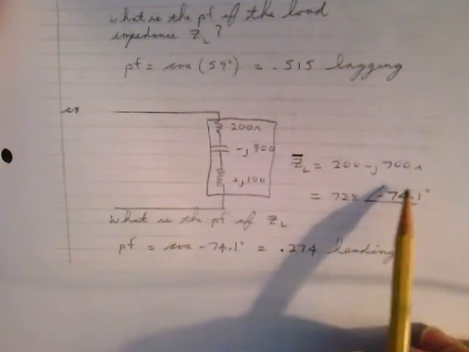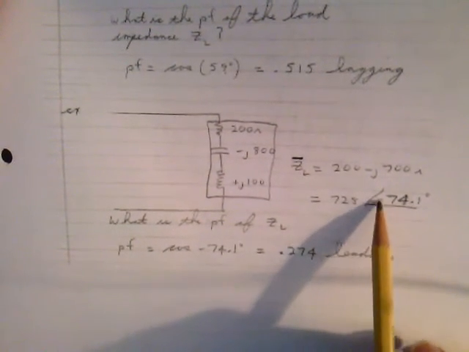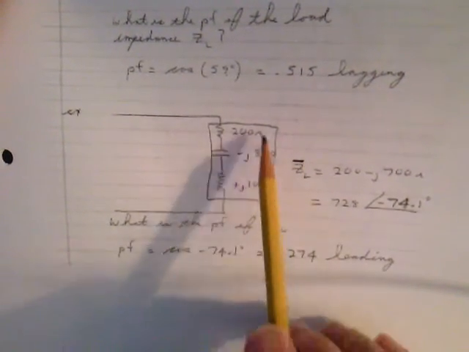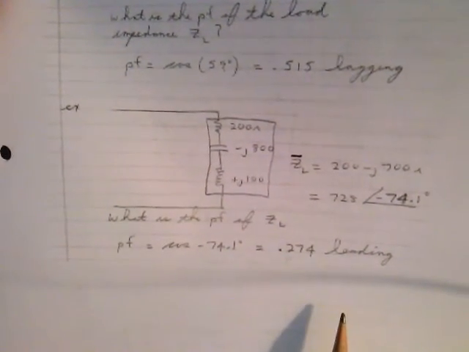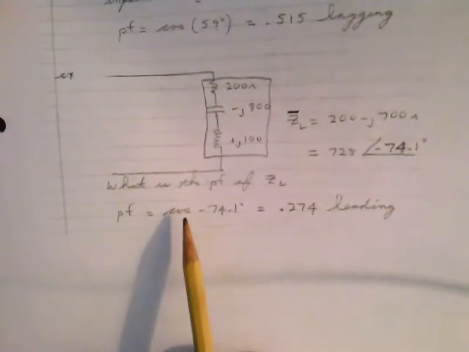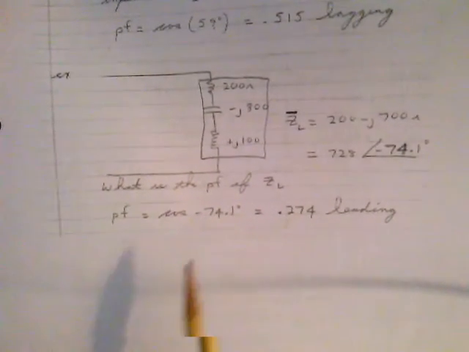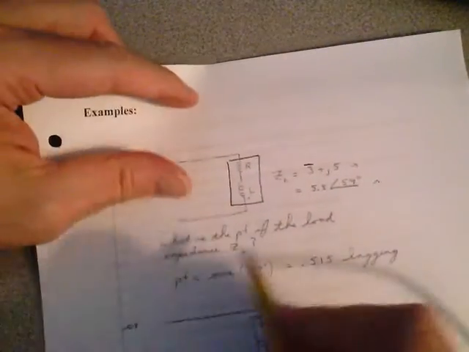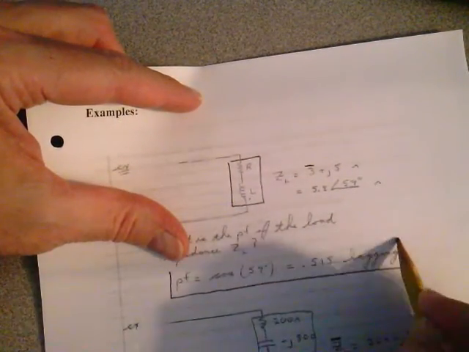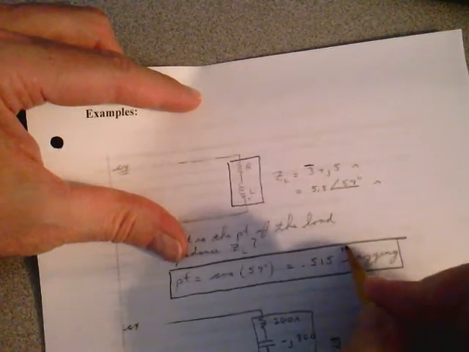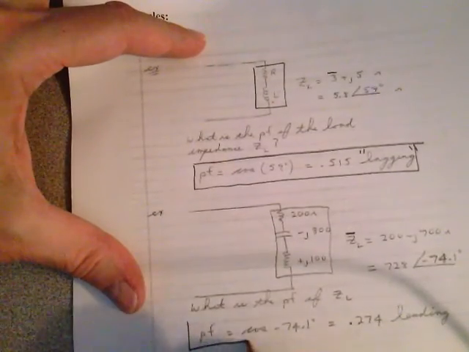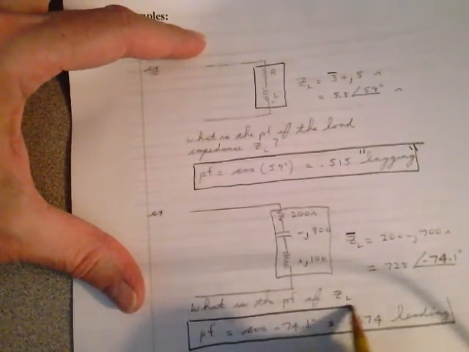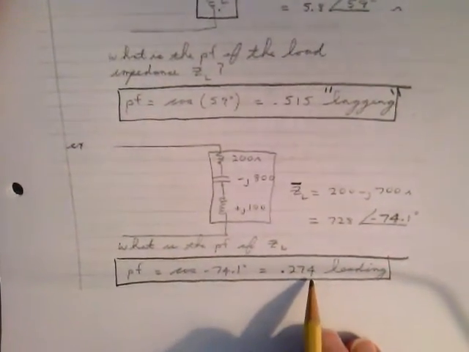So you need the impedance angle. In polar form, it's 728 at an angle of minus 74.1 degrees. I want to know what the power factor is of that load. The power factor of that load is equal to the cosine of minus 74.1 degrees. So it's 0.274 leading. Just like up here, that has to be the answer. You had to say the word lagging up there, otherwise it's wrong. Down here, the answer for the power factor of that load is 0.274, and you have to say leading.